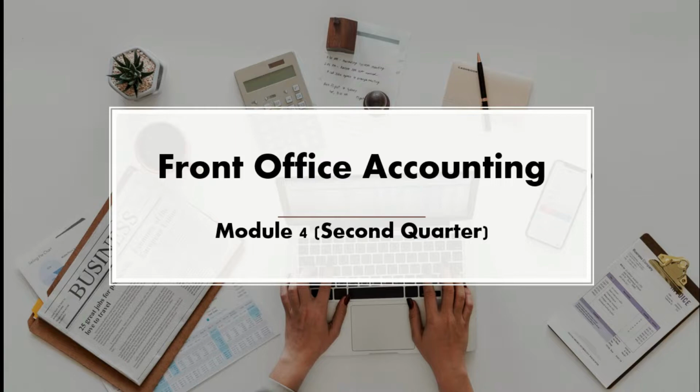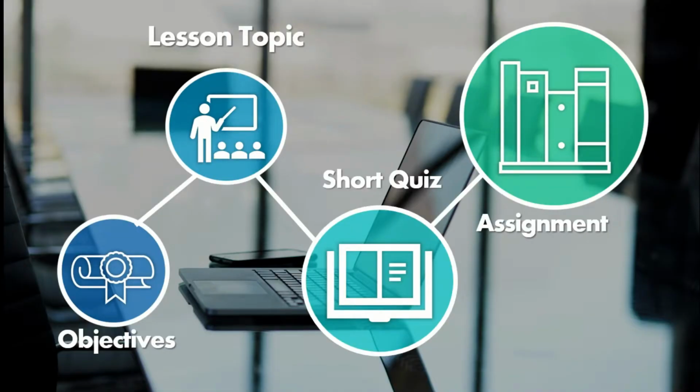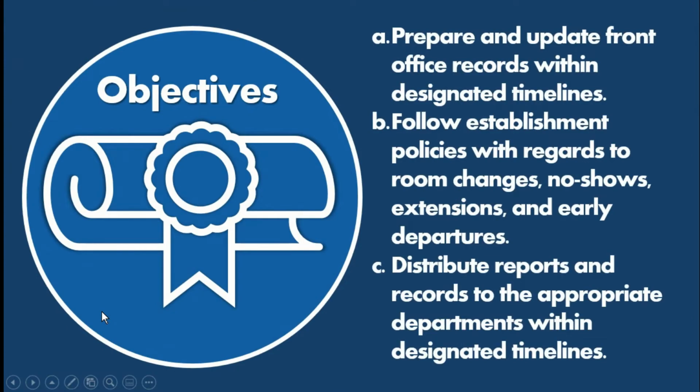So again, welcome to our module 4 for the second quarter front office accounting. Grade 9 students, this is our last module for this quarter. So, before we start, as you can see on our slide, it is just like a presentation. Our objectives for today are the following.